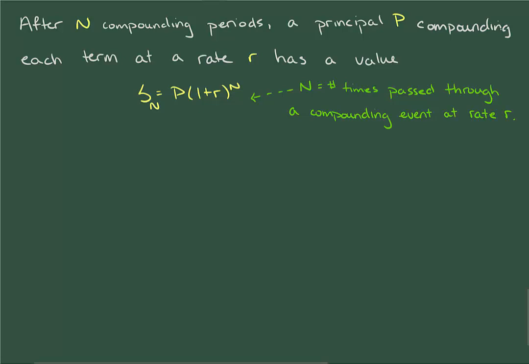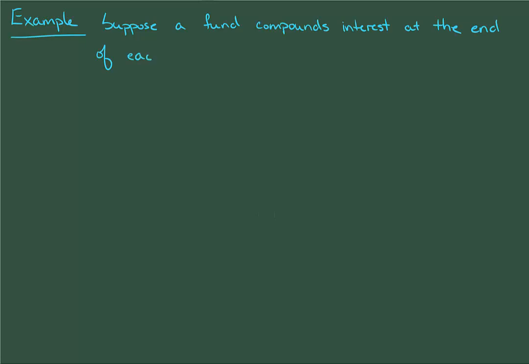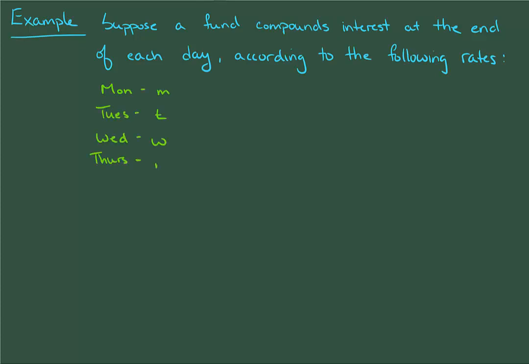So what I want to do now is a weird example, a crazy example, something that would never happen in real life, but will give us a good conceptual understanding of whether or not we understand this principle. Consider the following crazy scheme. Let's suppose that we invest in a fund and it compounds interest at the end of every single day according to the following rates. Every weekday will have a different rate. Monday is M, Tuesday is T, Wednesday is W, and so on. On the weekend, we don't compound at all. So Saturday and Sunday, there will be no compounding interest.